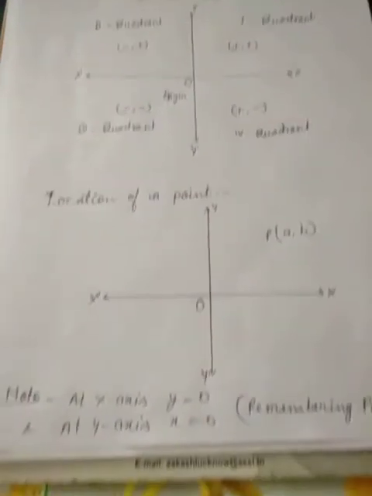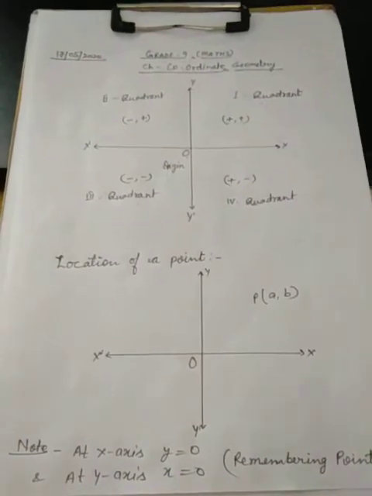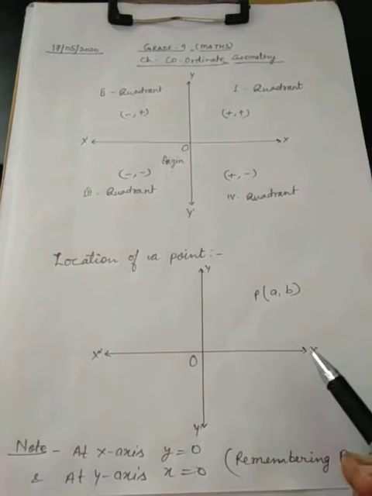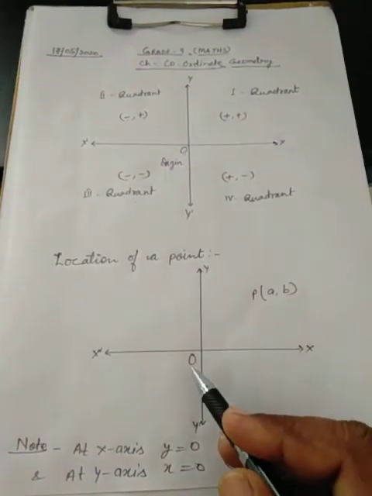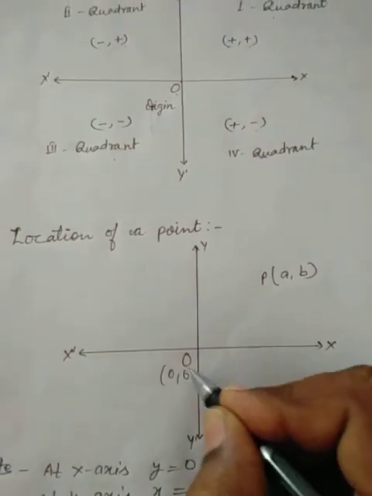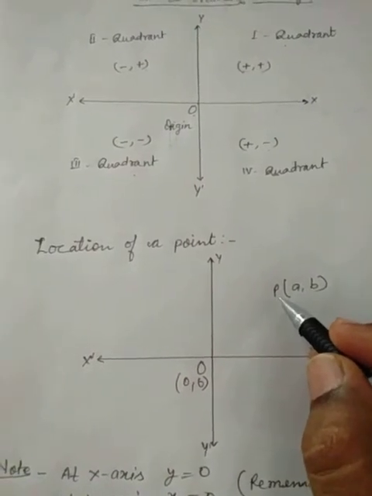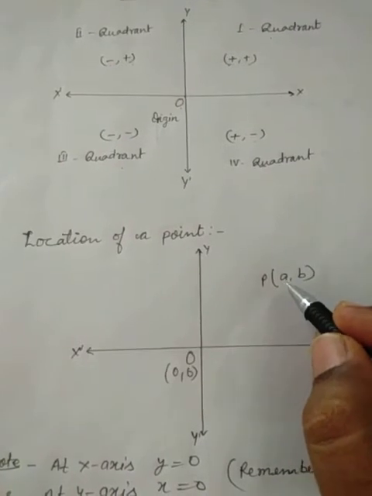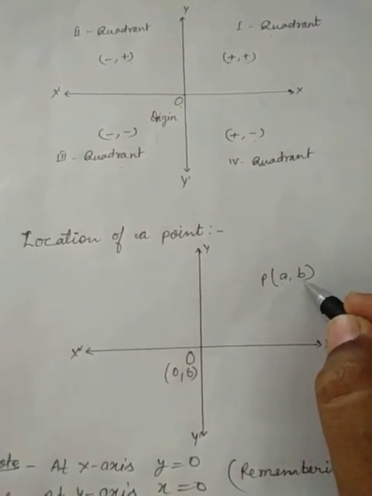What is the meaning of plotting? So see this location of a point. If you have drawn the axes x dash and y dash, as I told, O is the origin, whose coordinates will be (0, 0). Take a point P in such a way that point P is lying in the first quadrant, right? So this a is the abscissa and b is the ordinate.